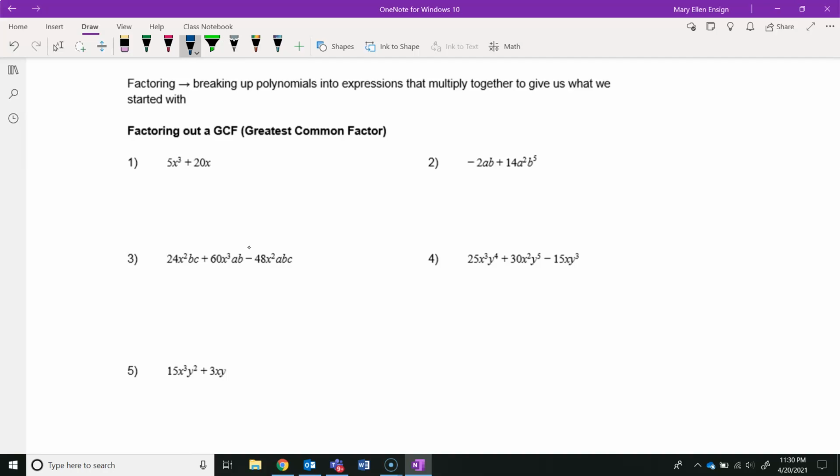I have 5x cubed plus 20x. So I want to first find my greatest common factor, and it's going to have two parts. It's going to have the number part, and it's going to have the x part. So let's just look at the numbers, 5 and 20. If you need to, write out your factors for each of those, and then we can look for common factors. I see that 1 is in both lists and 5 is in both lists. I want the greatest one. So my greatest common factor, the number part, is going to be 5.